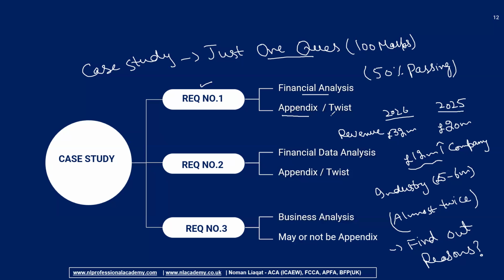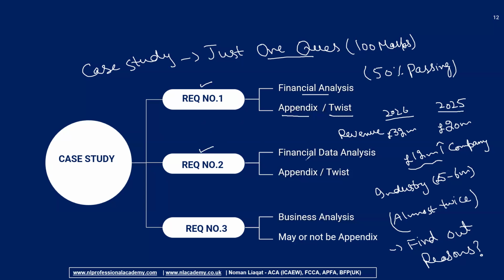Then next comes the twist. What is a twist? Twist is basically an additional requirement. Just like we talk about what happened with your revenue, with your cost, with your gross profit, with your operating profit. These are normal things. But twist means some surprise, some extra requirement, some one-off requirement that the examiner might ask you. So that is basically about your requirement number 1. Then we have requirement number 2.